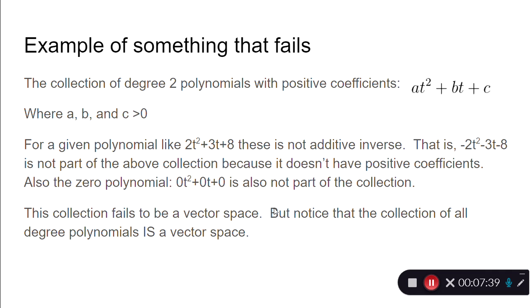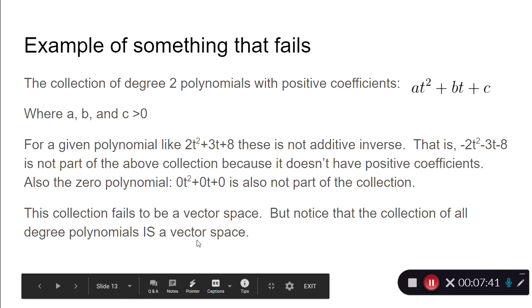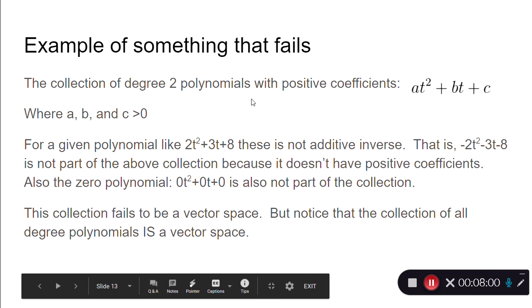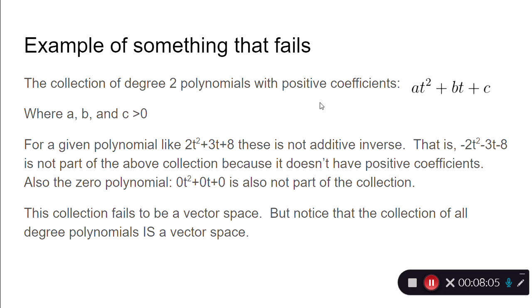Now, it's not because they're polynomials. The collection of all degree 2 polynomials, I meant to have here, is a vector space. Any two quadratic functions you can add and get another quadratic. Any quadratic function has an additive inverse. The 0 function is a quadratic function. So this collection fails because of the restriction of positive coefficients.